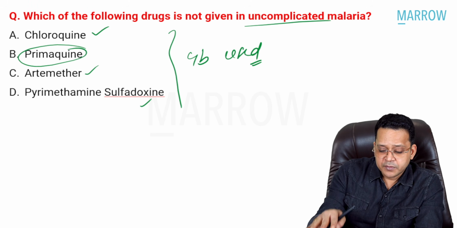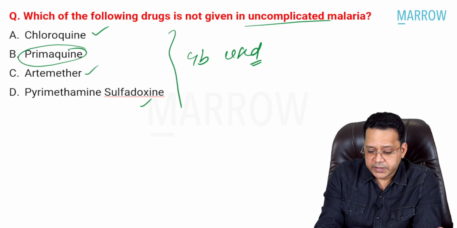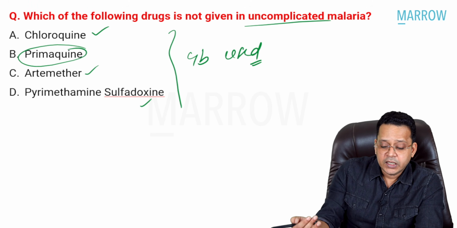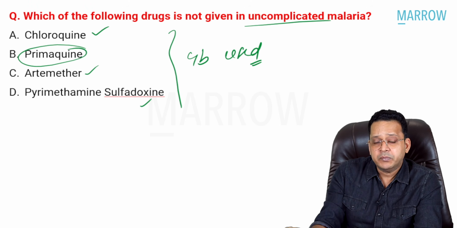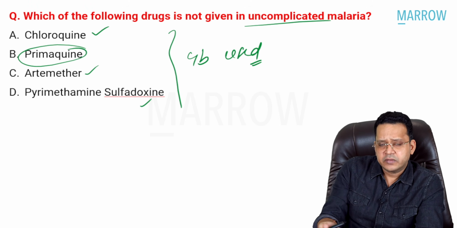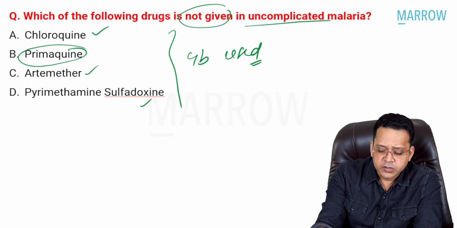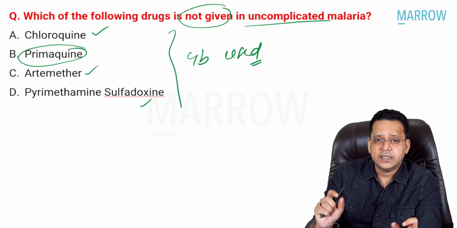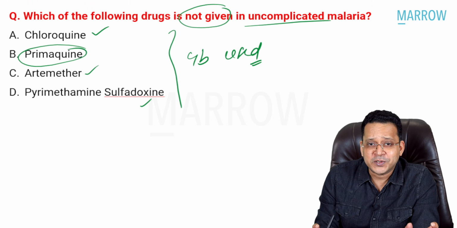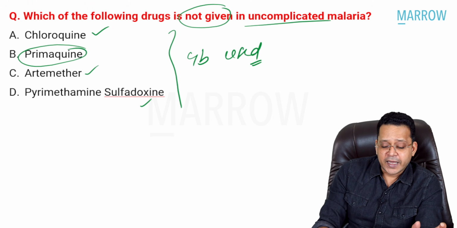But here, the MCQ is not asking about treatment, right? As if it were asking that which of the following drug is not used in treatment of malaria, then I could have gone for primaquine, right? But which of the following drug is not given in uncomplicated malaria? See, English language plays a very important role on what they had asked.